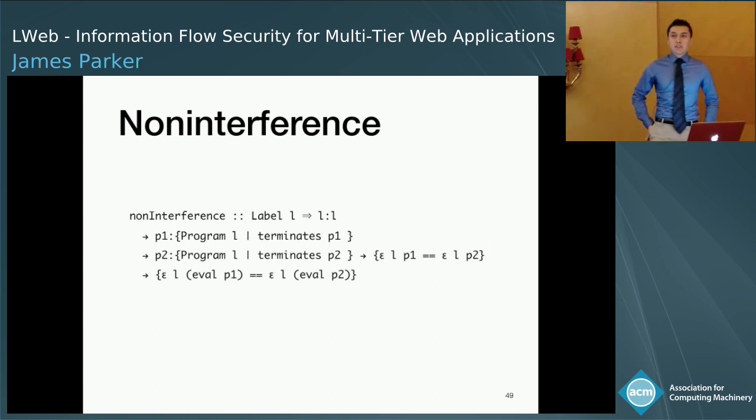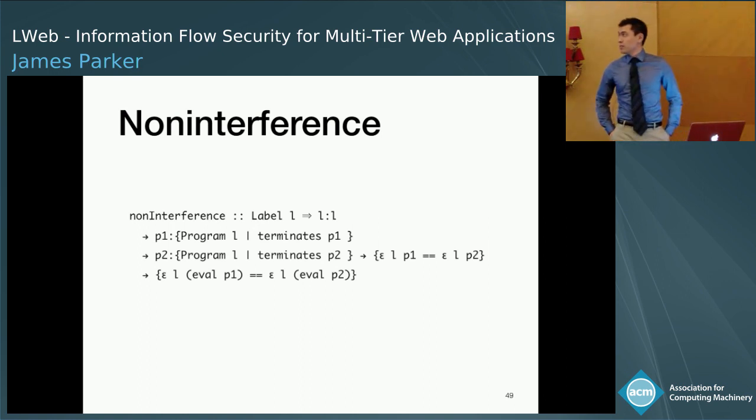Here's our statement of noninterference in Liquid Haskell. So we have two programs, P1 and P2. We have a precondition that the erasure of P1 equals the erasure of P2. And this returns a proof that the evaluation of P1 is low equivalent to the evaluation of P2.